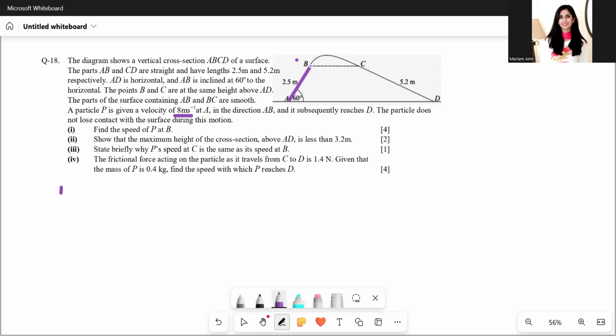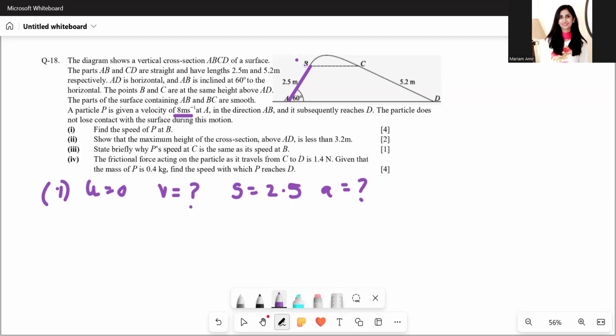Okay, so we know that u is 0 at A, because it starts from rest, and we need to find the value of v. We have the distance s, and we need the acceleration. Once we have that, we can use equations of motion and get the speed at B. Equations of motion can only work on surfaces AB and CB because they are straight lines. Also, the acceleration is constant throughout. So, how do we find acceleration?